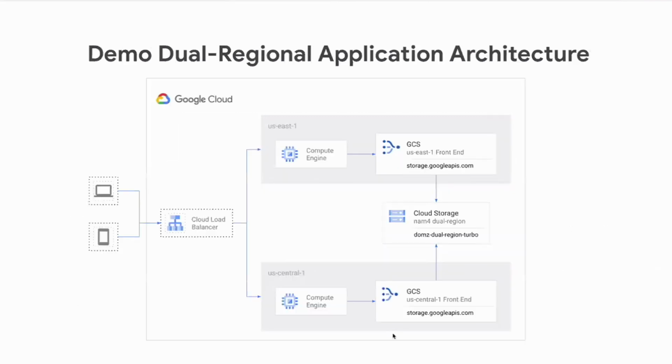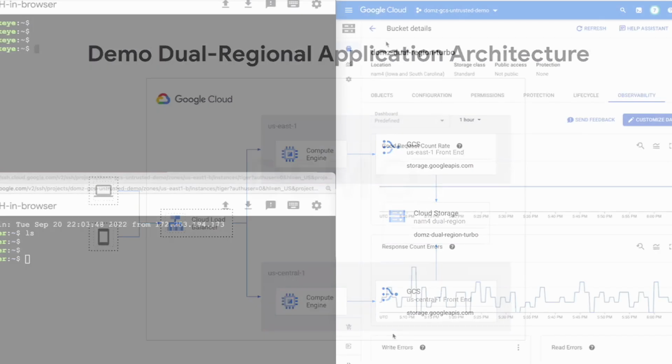In this little demo I'm going to do, I haven't built a whole app. It's all going to be out of the shell. But this is the architecture I'm emulating, right? We have compute in one region, compute in the other region. They're using the same endpoint, storage.googleapis.com, and they're sharing a dual region bucket.